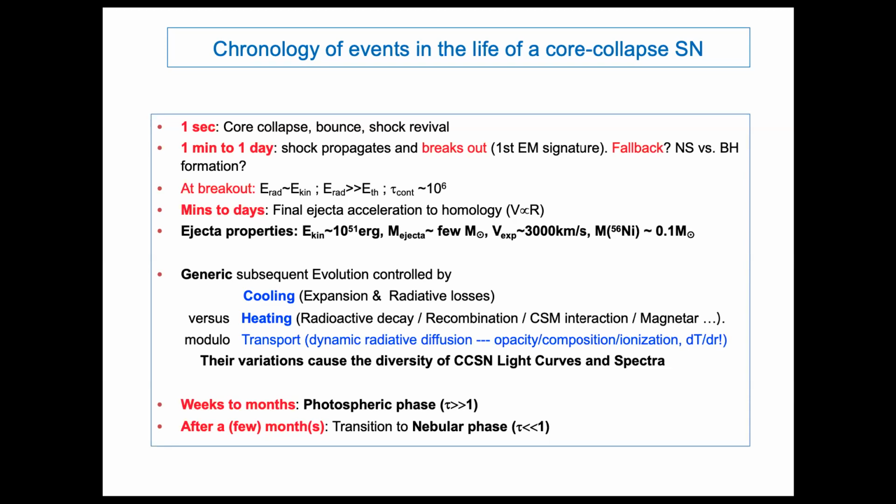So the evolution that you have after shock emergence is essentially an energy problem. You want to understand how this ejecta is going to cool, how it's going to be heated up by various processes like radioactive decay. And the mass of the ejecta and all these various parameters will control the diversity of the light curves and the spectra that you see. The subsequent evolution has basically two phases. There's a photospheric phase when the ejecta is optically thick, and then eventually, because of expansion and cooling, it turns optically thin and you enter the nebular phase.